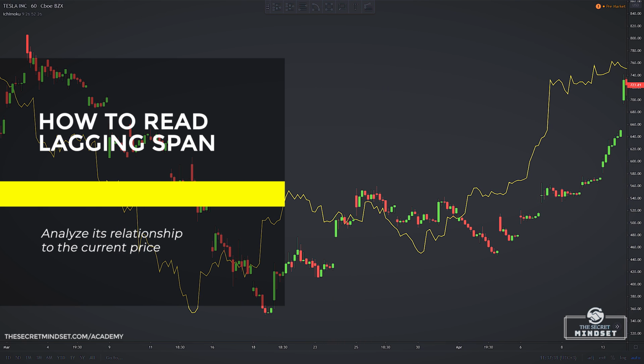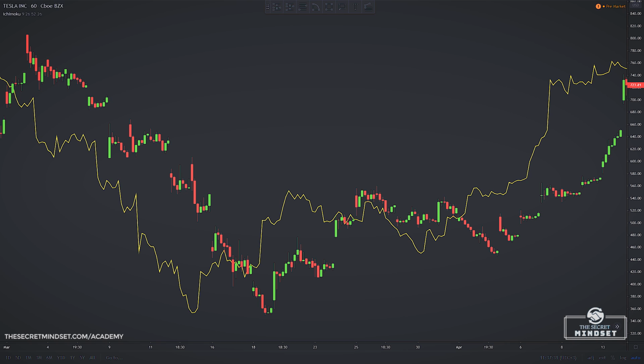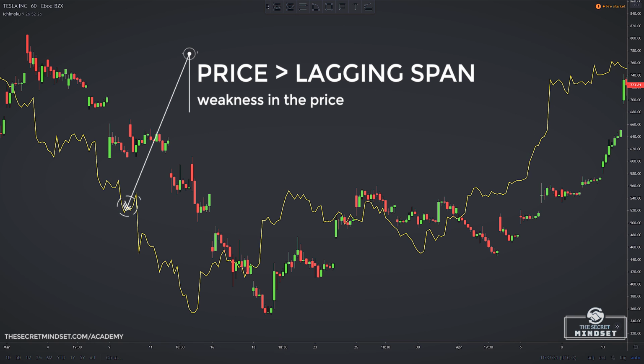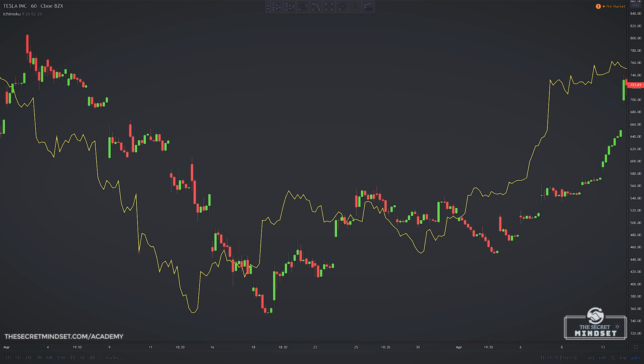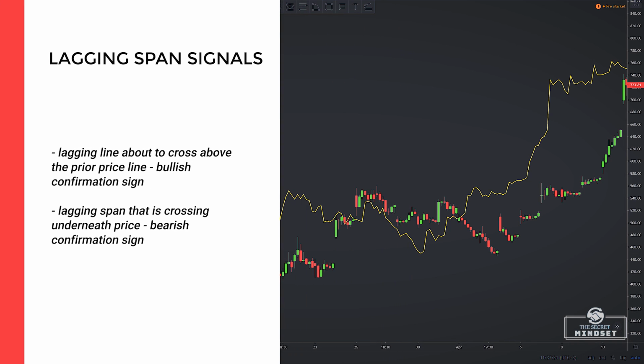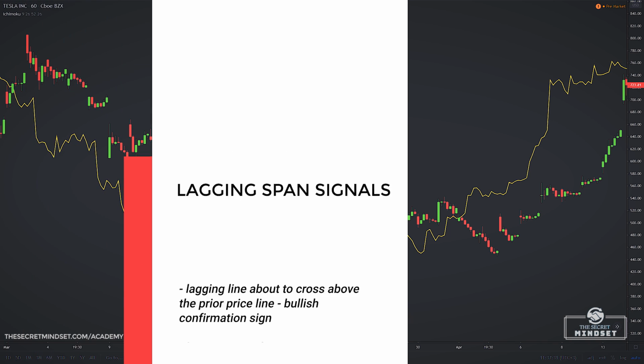One of the key ways to use the indicator is to view its relationship to the current price. When the price is below the lagging span, this is usually an indication there is trend in the price and it is moving higher. When the price appears below the lagging line, this is often an indication there is weakness in the price. If it appears that the lagging span is about to cross above the prior price line, it would be a bullish confirmation sign, while a span that is crossing underneath would be a bearish confirmation sign.